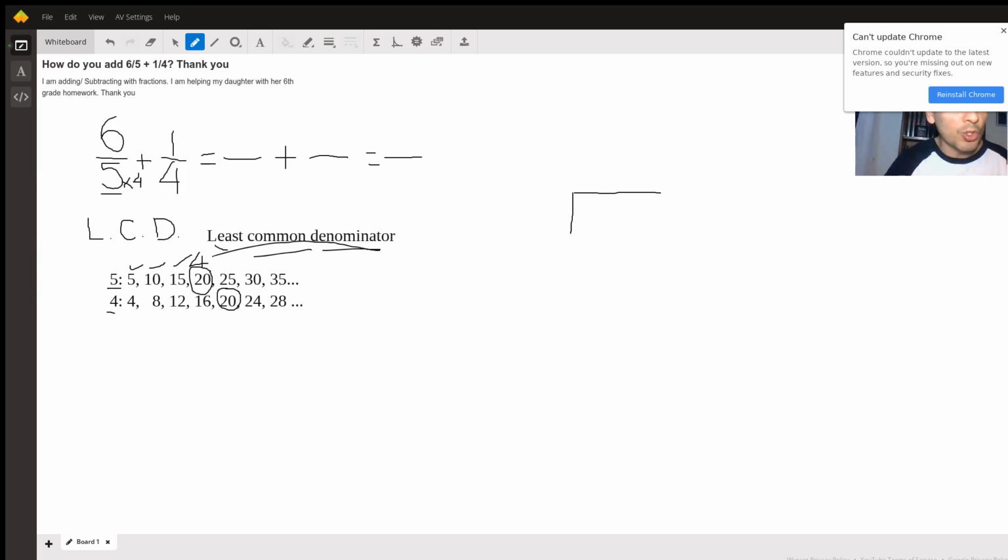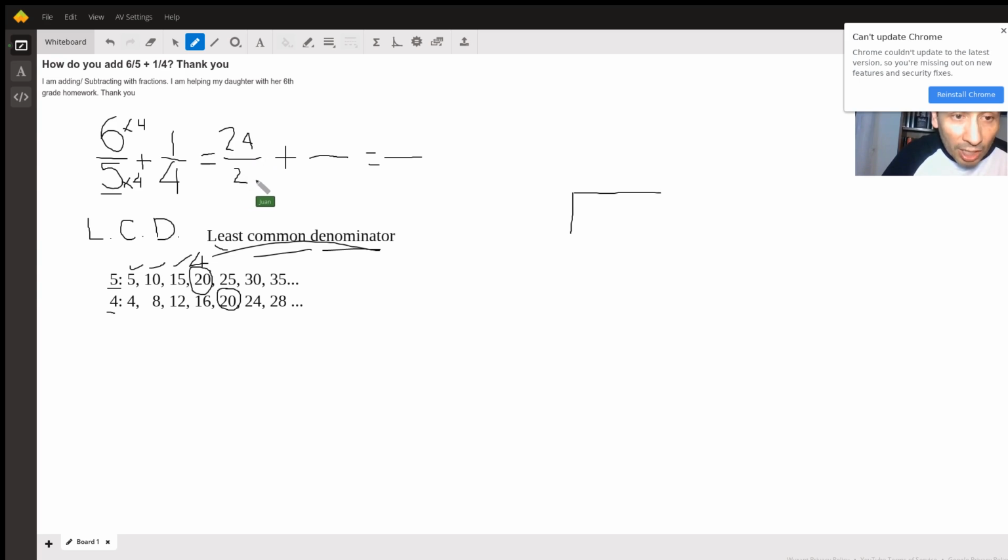But since you need to find an equivalent fraction, whatever you multiply at the bottom, you need to multiply at the top. Numerator and denominator. So you need to multiply by 4. Yes, 6 times 4 and 5 times 4. That makes 24 out of 20. I'm going to write it in here.